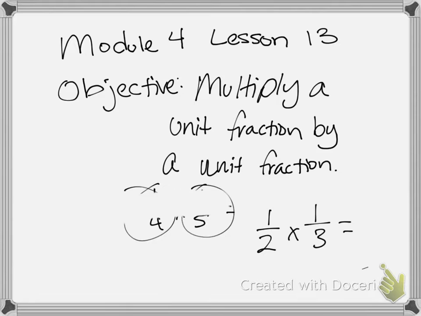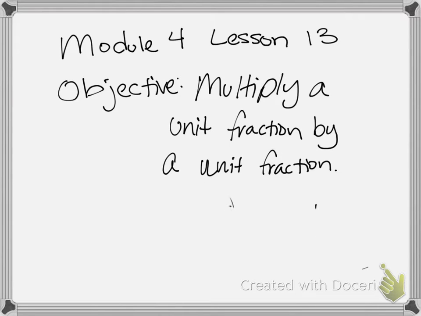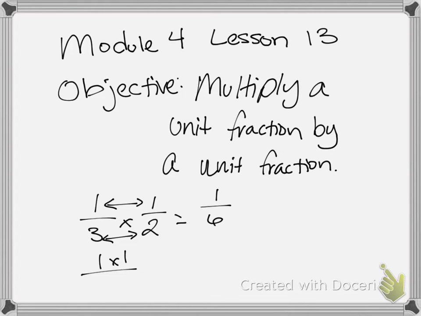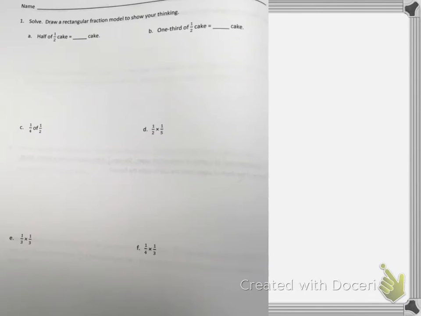Now we know when we're multiplying fractions that we're just multiplying numerator times numerator and denominator times denominator, so we can get 1/6. We can also represent this by showing 1 times 1 over 3 times 2, getting 1/6 as well. So only numerator times numerator, denominator times denominator.